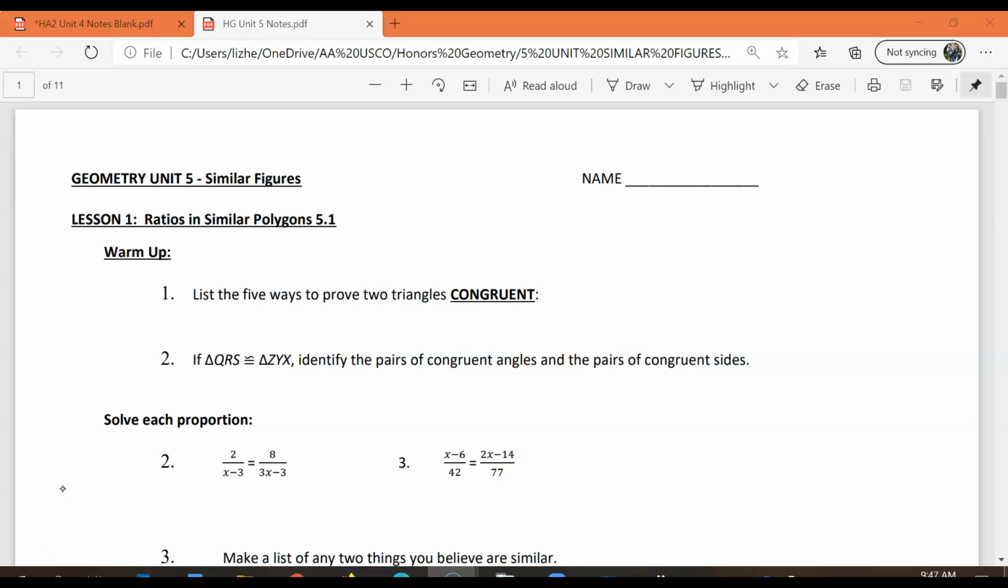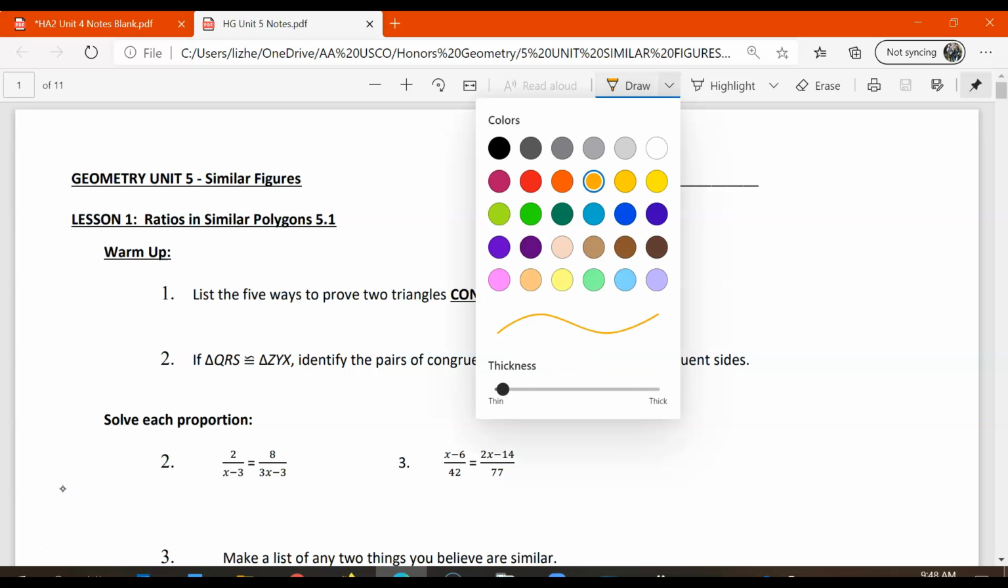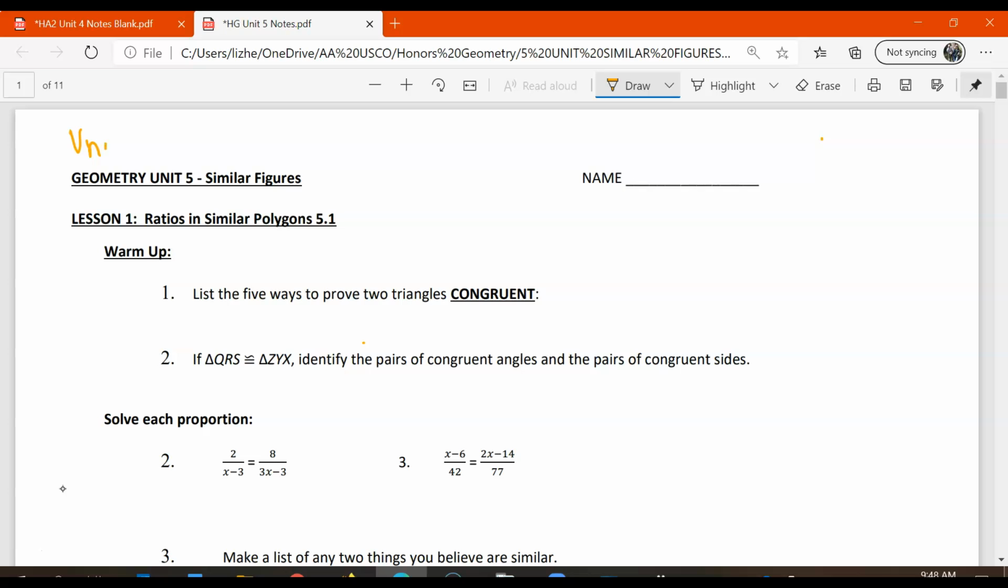Well, first let's talk about Unit 5. Unit 5 is on similar figures. And so remember, Unit 4 was on congruent figures. Congruent figures are exactly the same. But Unit 5 now is on similar figures, which means they are not exactly the same, but they're similar. So we're going to look at what that means.